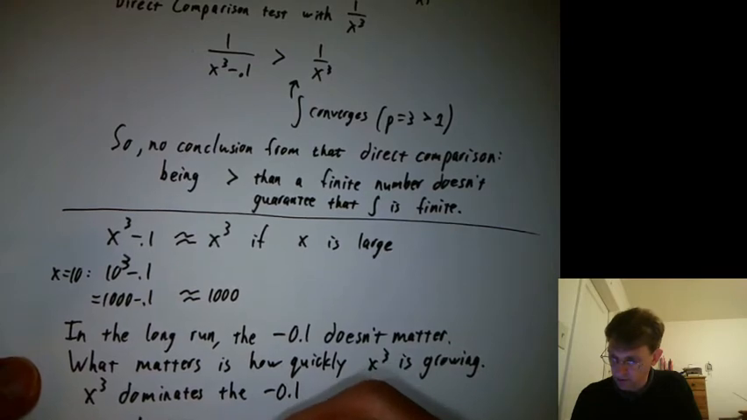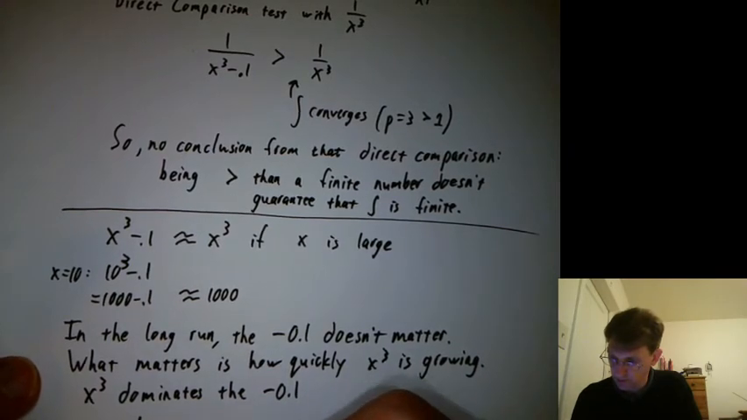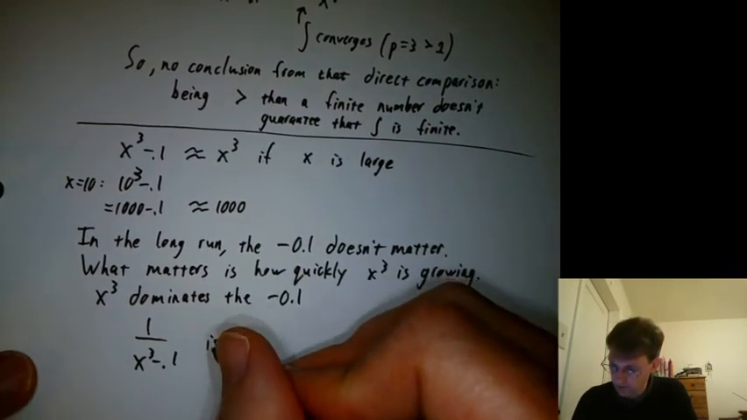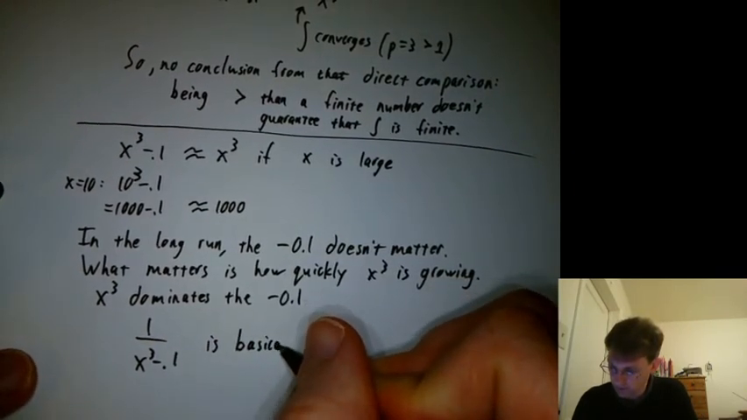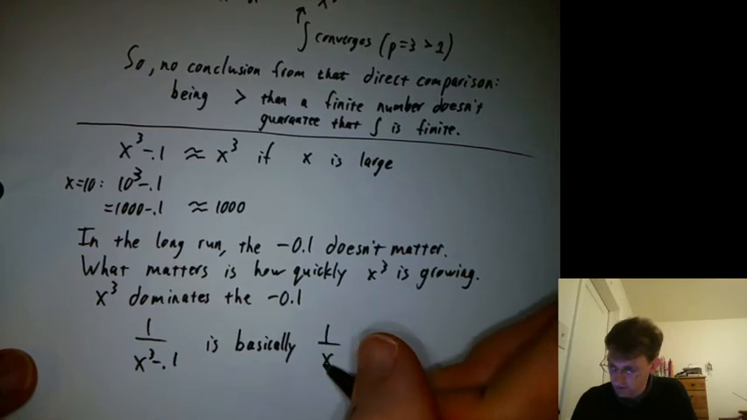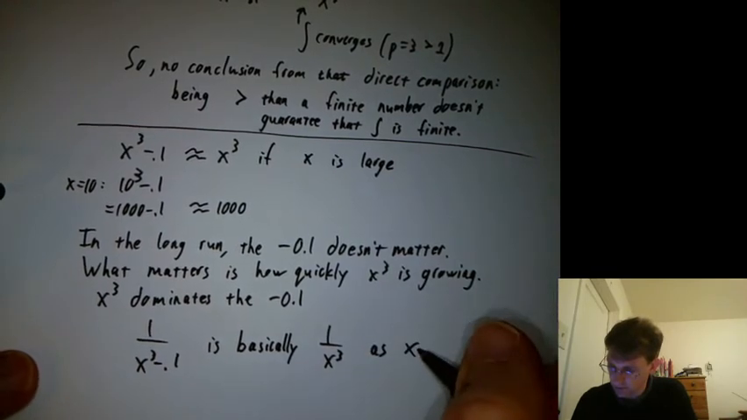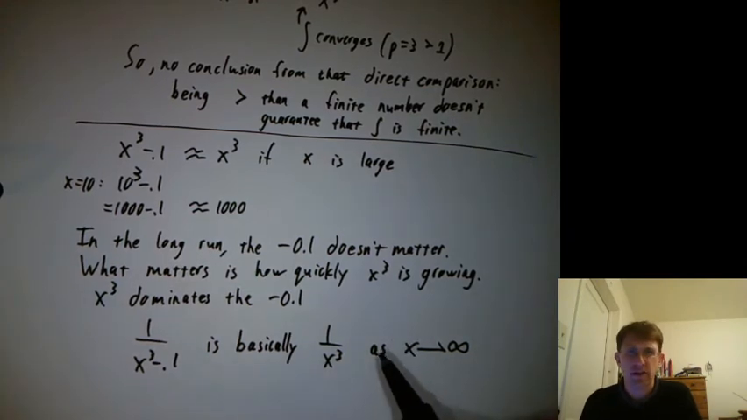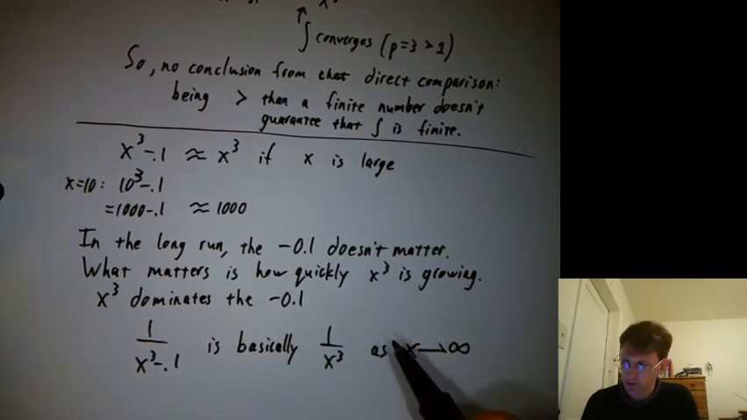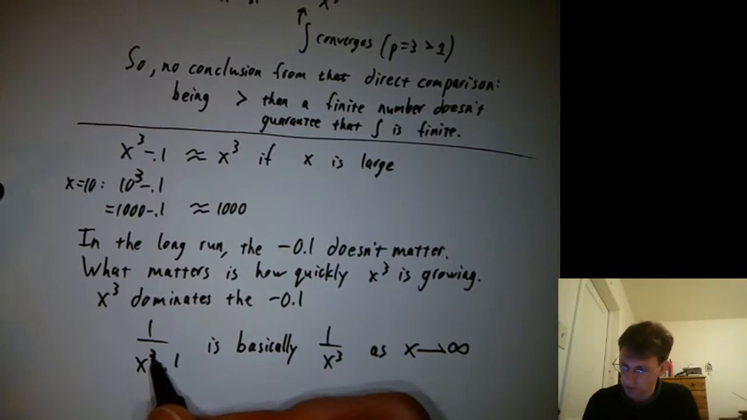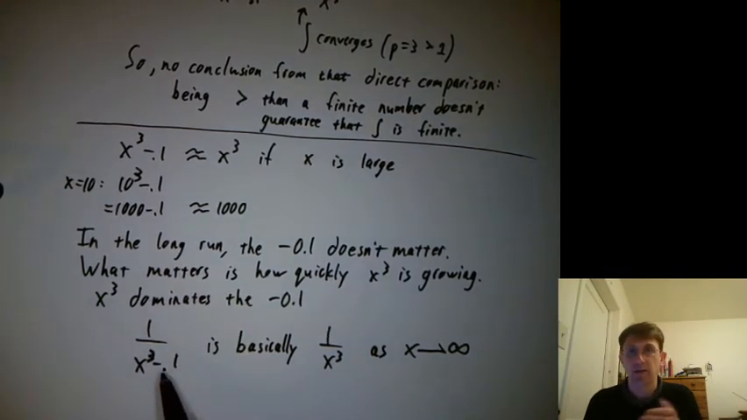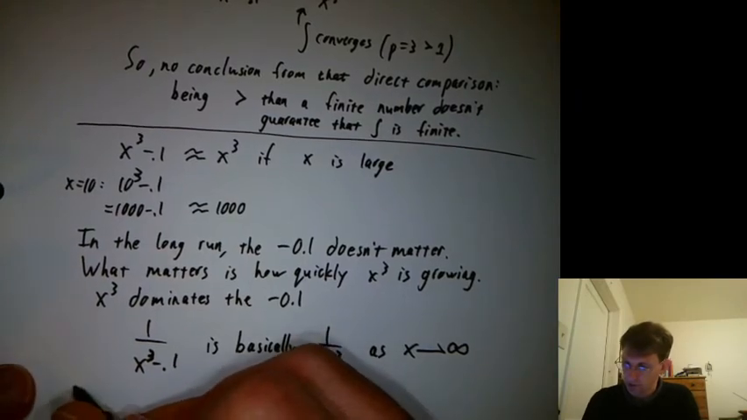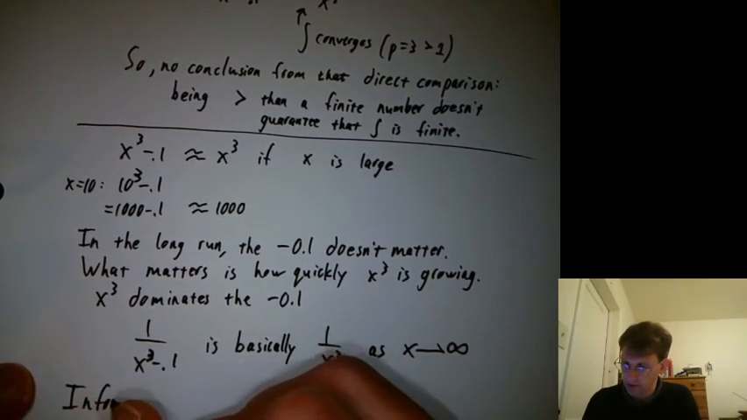So what we're saying is 1 over x cubed minus 0.1 is basically 1 over x cubed as x goes to infinity. That's sound reasoning. I know it might sound a little iffy, but we can prove it rigorously by dividing top and bottom by x cubed if we really want to. So what I would call this is an informal p-test.